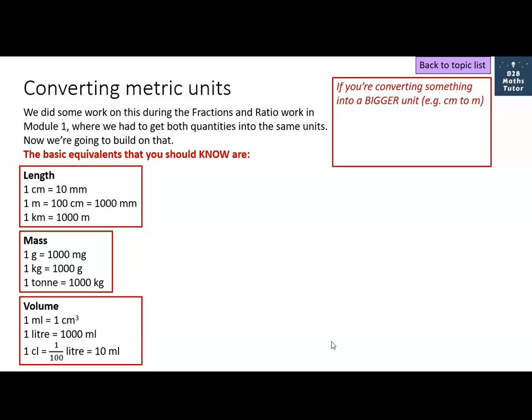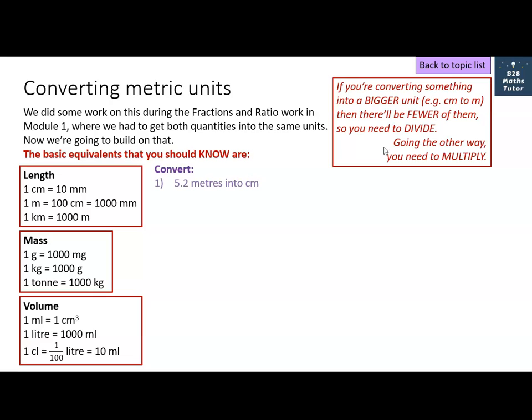Now when you're converting something into a bigger unit, so for example if you're going from centimetres to metres, the number of metres will be fewer than the number of centimetres. 100 centimetres is just 1 metre. So you need to divide. If you're converting something into a smaller unit going the other way, then of course you need to multiply. If you've got 1 metre and you need to turn it into centimetres, that's 100 centimetres, so you times it by 100. Now some for you to have a go at.